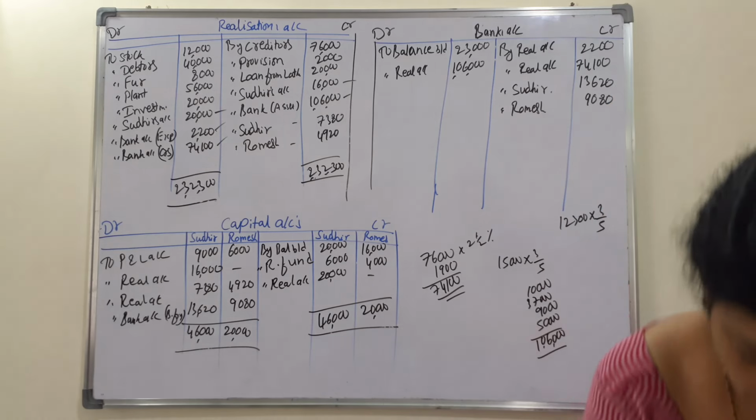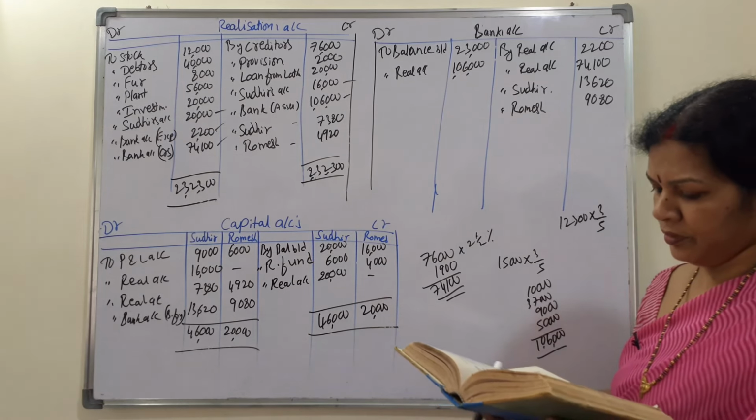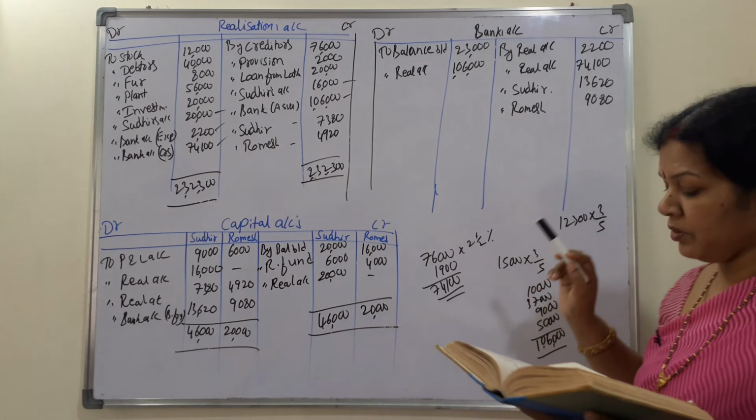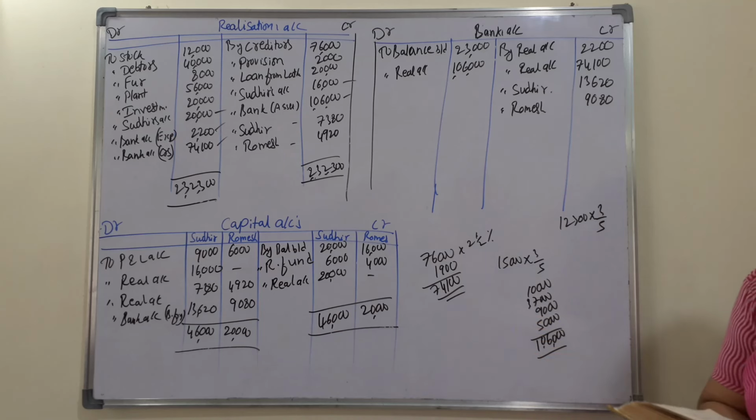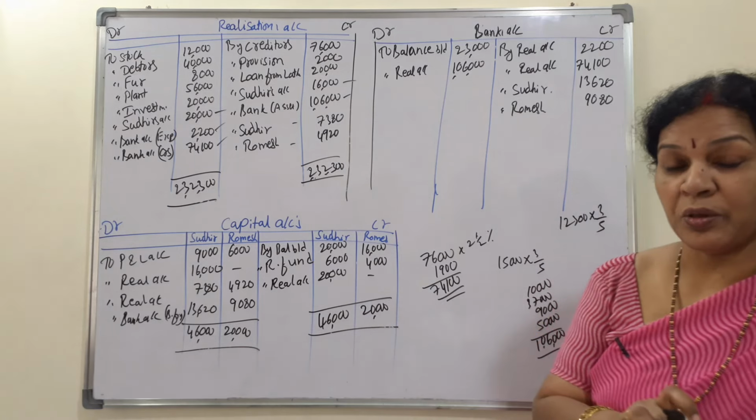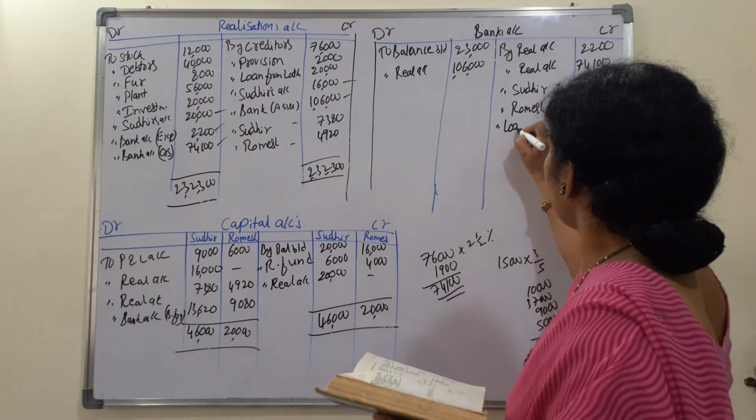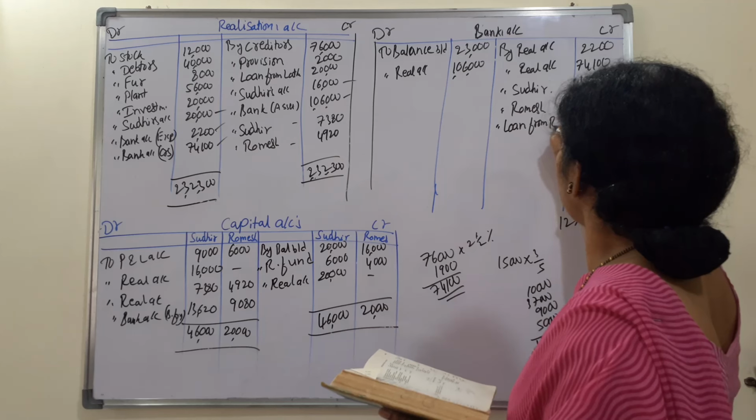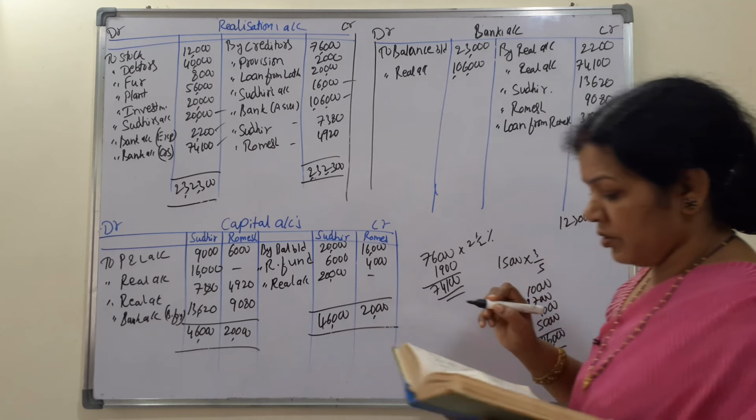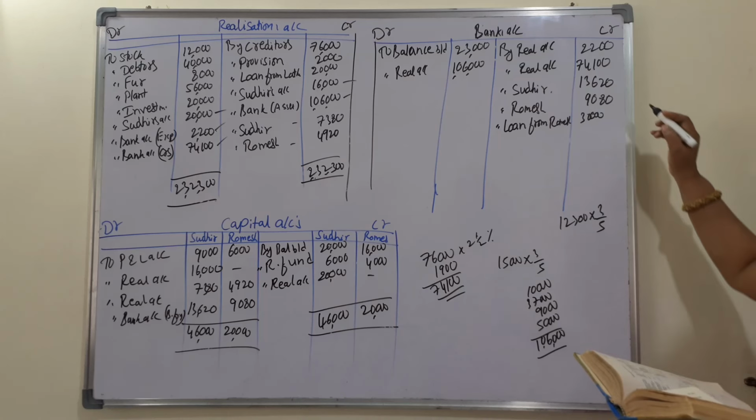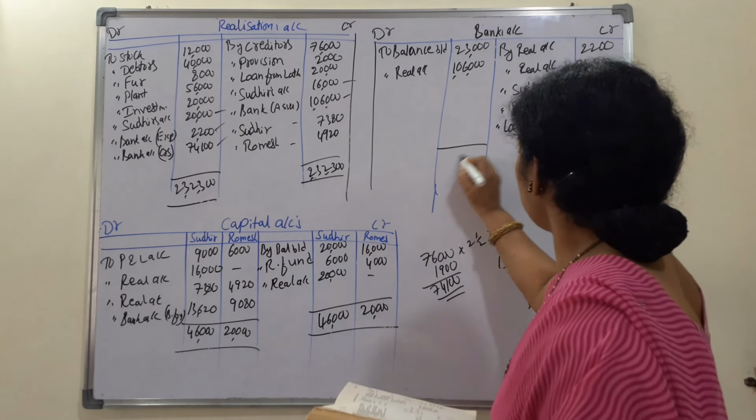Anything else we have missed? Let's check it out in the problem. 23,000, 1,06,000, 2,200, 74,100, and also loan from Romesh is there. Loan from Romesh 30,000. So that is to be paid off. So loan from Romesh 30,000. Next, 13,620, 9,080. That's all. So we can just total up.